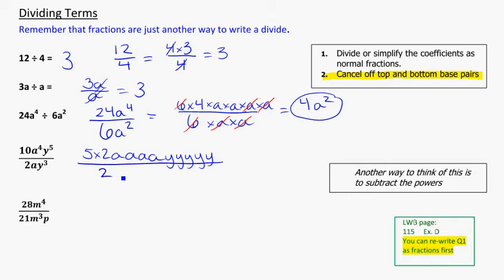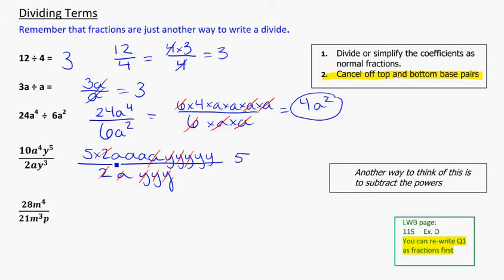I have a 2, an a, and 3 y's on the bottom. Again, canceling them off 1 for 1. Y, y, y, y, y, y, 1a and 1a. And the 2 will cancel with the 2, because 10 divided by 2 will leave us with 5. So the final answer here will be 5.